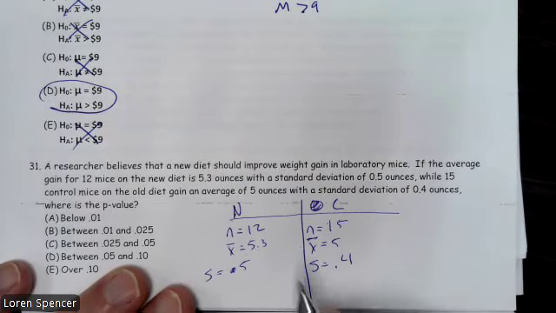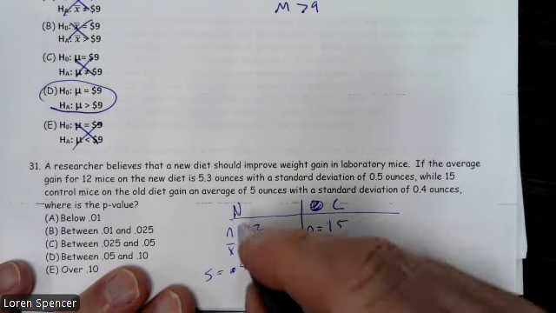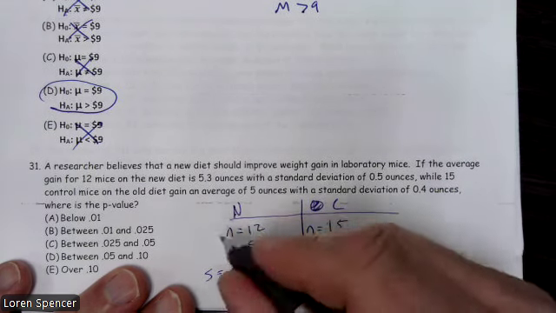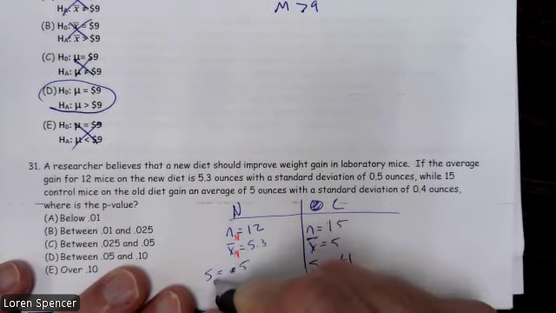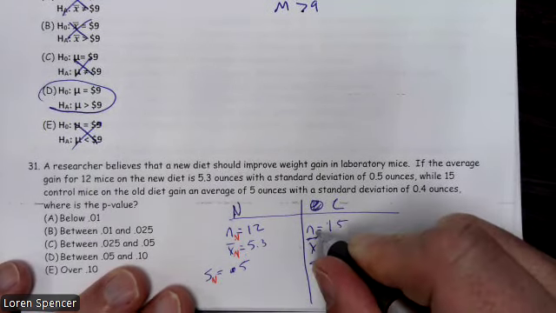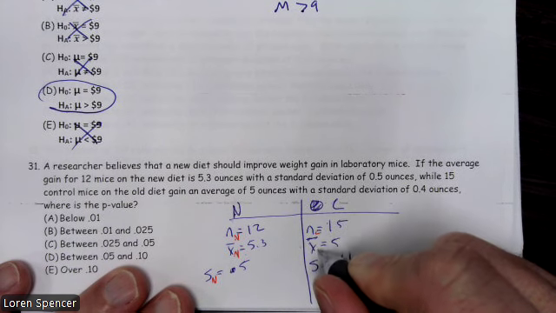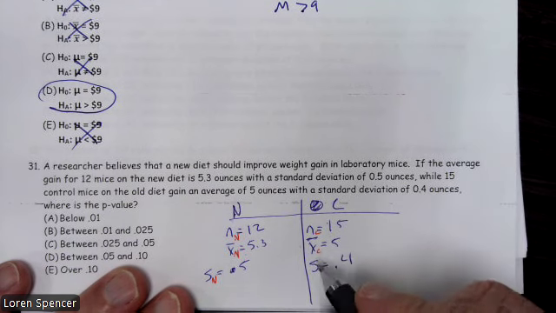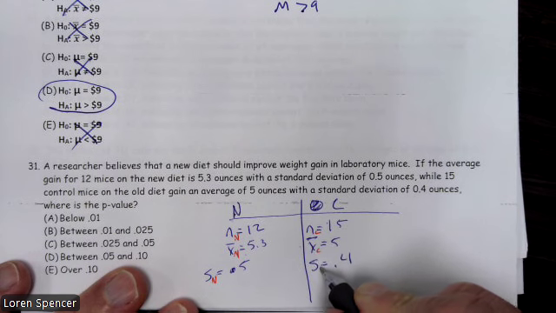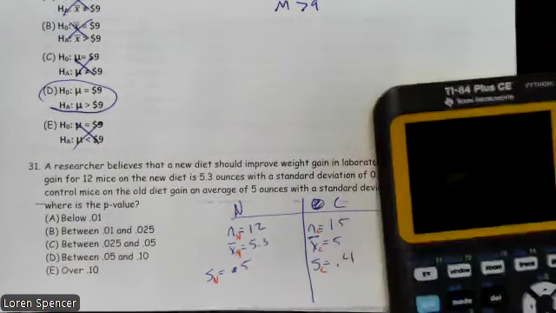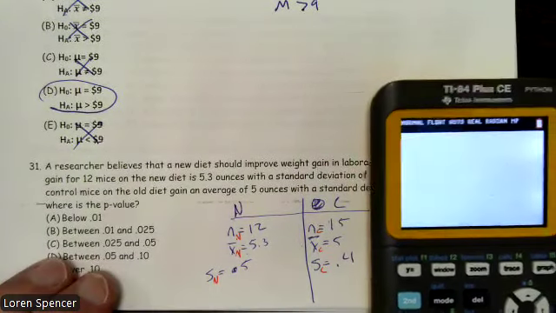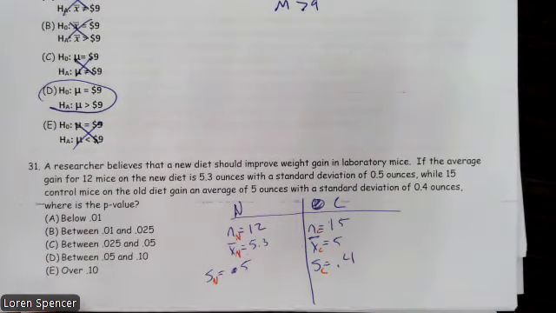And just to make things a little more clear, I'm going to say this was n for the new, the sample mean for the new, standard deviation for the new, n for the control, sample mean for the control, and standard deviation for the control. We can go ahead and write the formula and do all that, or we can go straight to the calculator. Since it's multiple choice, we're going to go straight to the calculator because I think that will be more efficient.